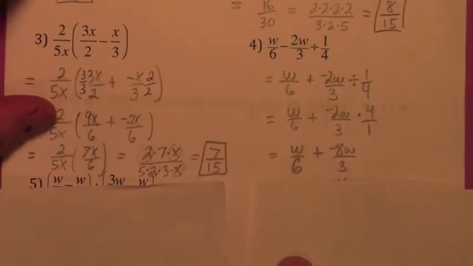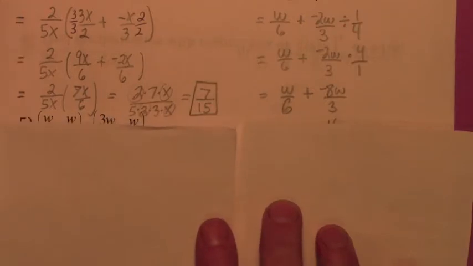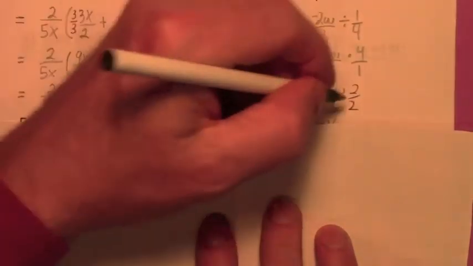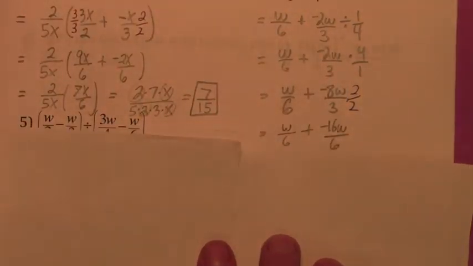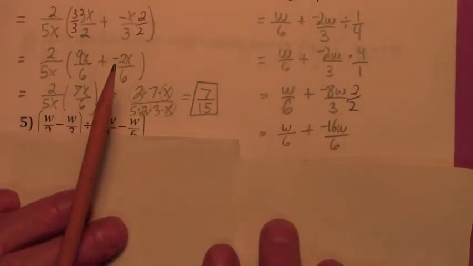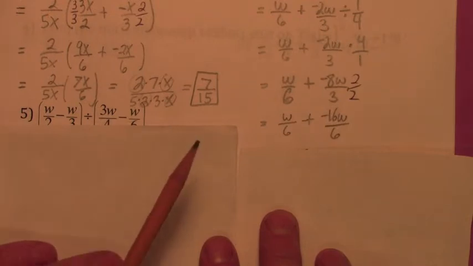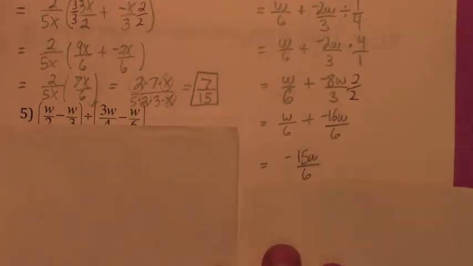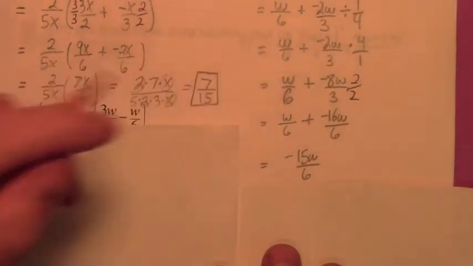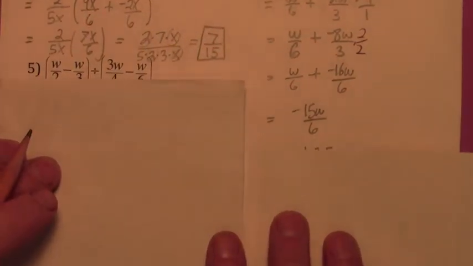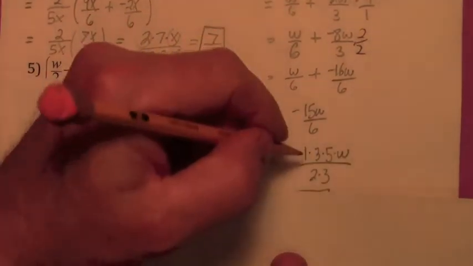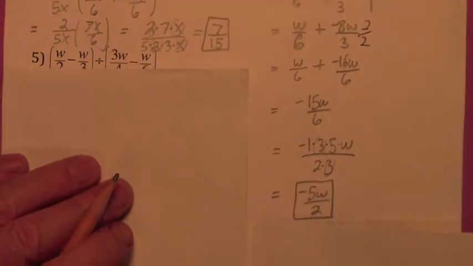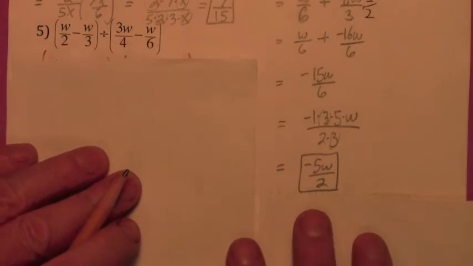Now we have to add. What's the common denominator between 6 and 3? The least common denominator is 6. I multiply top and bottom by 2. So I'm down to here, and then I can add the numerators. I get negative 15w over 6, right? Are we done with this problem? I think we can reduce that, right? You can cancel 3. You get negative 5w over 2, right? There you go. Let's do another one.